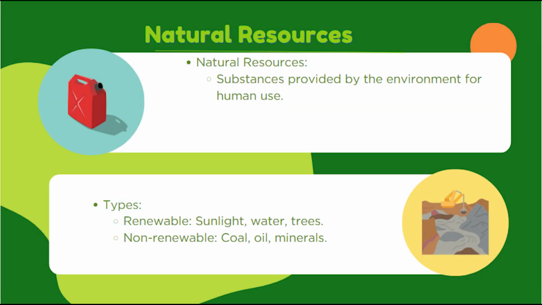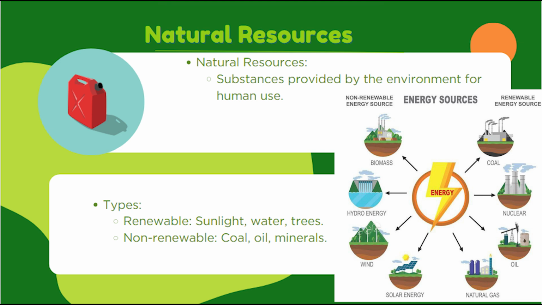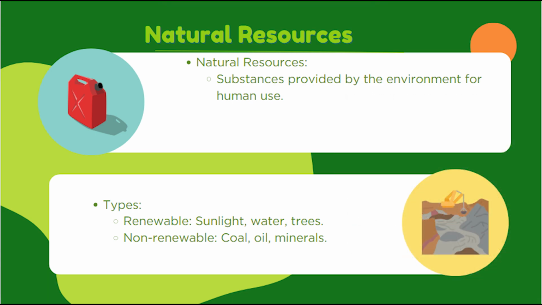Natural resources are materials from the environment that we use for survival and development. They come in two types. The first one is renewable resources. These are naturally replenished. Examples are sunlight, fresh water, and forests. The other one is non-renewable resources. These are limited and take millions of years to form. So examples can be coal, oil, and minerals. Using these wisely is key to sustainability.